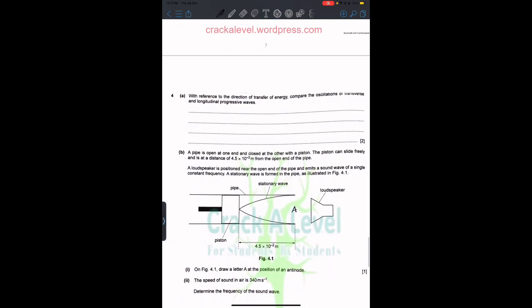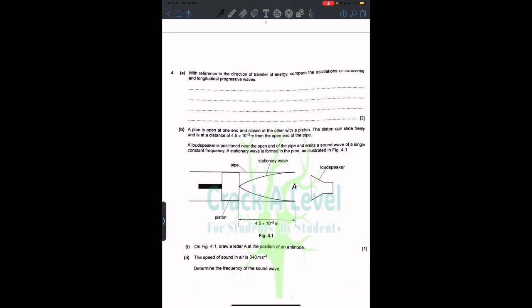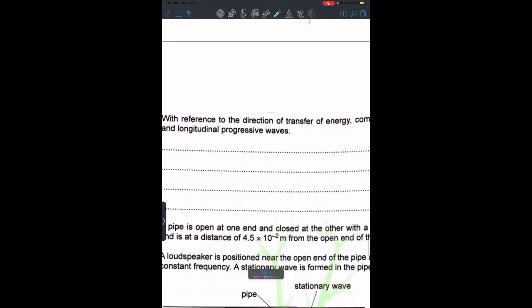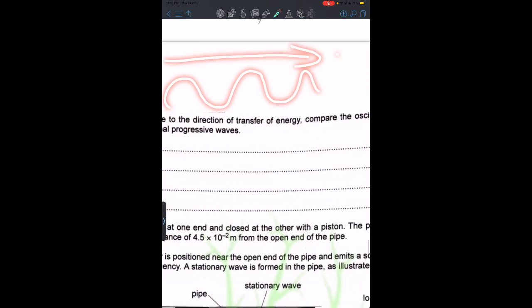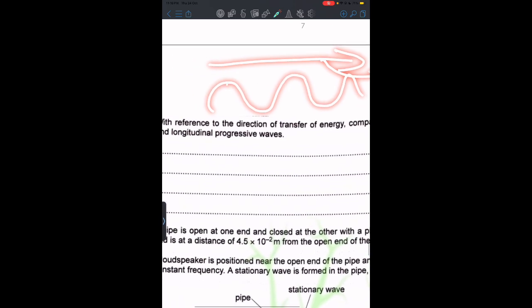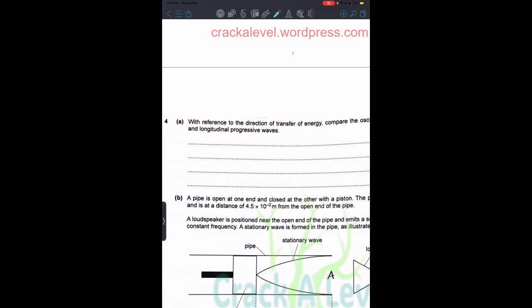On to question number 4, it says, with reference to the direction of transfer of wave, compare the oscillation of transverse wave with longitudinal wave. This is again a very simple question. If this is your transverse wave, this is the direction of where your energy is being transferred. But if you look at your particle here, it is moving either up or down. So the oscillation of the particle is perpendicular to the direction of the transfer of energy.